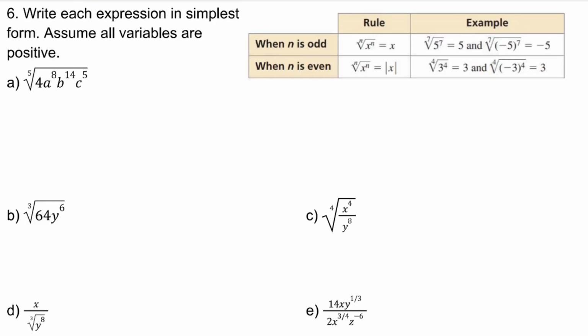Write each expression in simplest form. Assume all variables are positive. If the root matches the exponent, then you're simply left with the radicand, such as 7th root of 5 to the 7th power is 5, or the 4th root of -3 to the 4th power is 3. I'm going to begin by rewriting this product under the radicand as a product of roots.